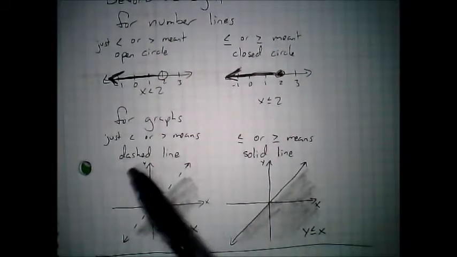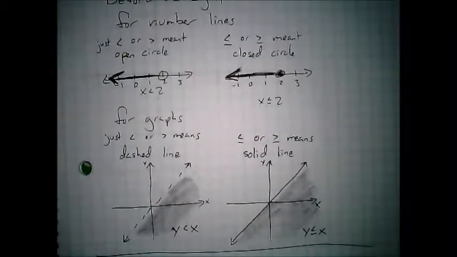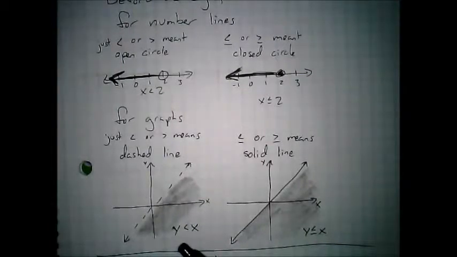So for graphs, if we just have less than or greater than, this means we have a dashed line. It means that line's not included in our answer. For example, if we have y is less than x, we have a dashed boundary line, and then we have the region shaded underneath.